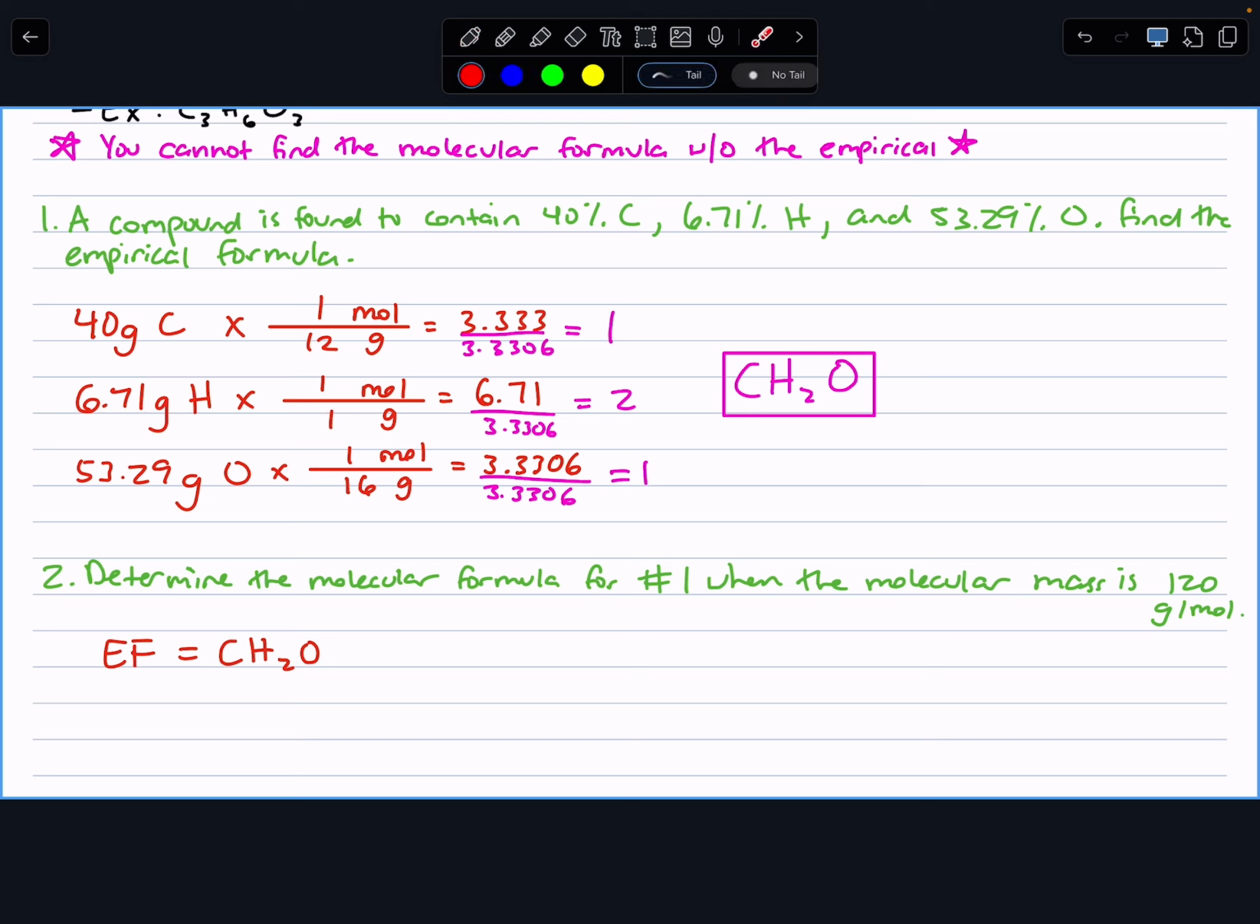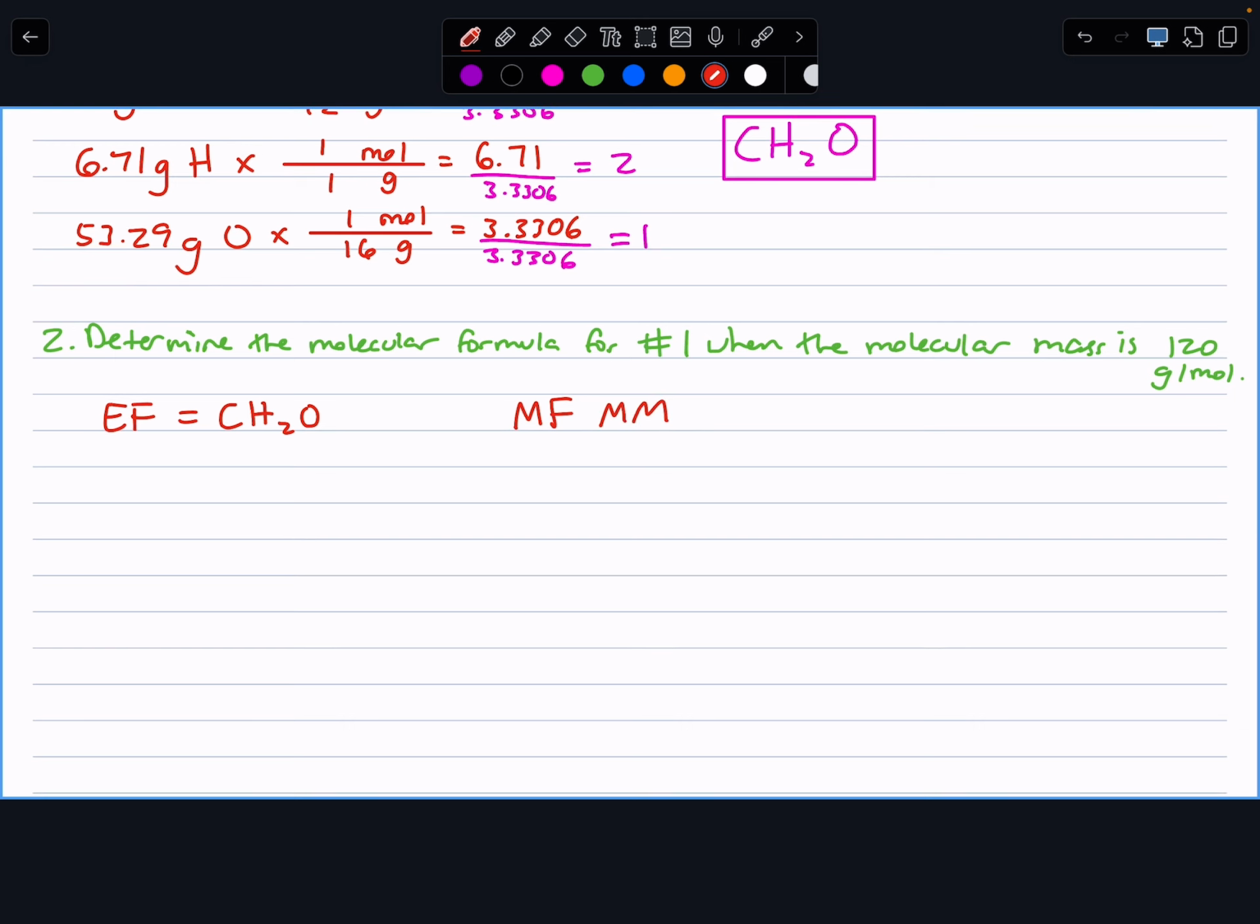Okay, so again, it says determine the molecular formula. We already established we can't find this unless we have empirical. We do have empirical because for number 1, we just calculated the empirical. Correct? Here's what you need to do. Very simple. Take the molecular formula. That's what MF stands for. Molecular formula. Take the molar mass and divide it by the empirical formula mass. How do I find the molar mass of a compound? Add up all the elements from the table.